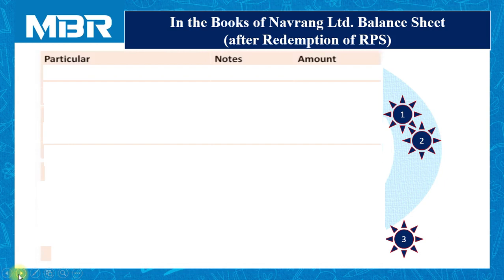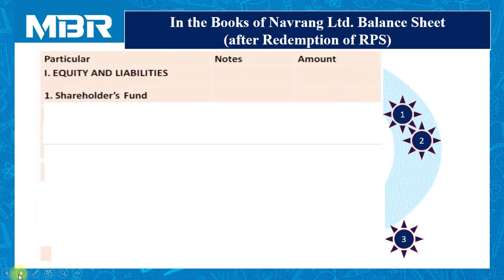Here, I have prepared the balance sheet in vertical form. In the vertical form of the balance sheet, the first item is equity and liabilities. This equity and liabilities includes shareholders' funds.